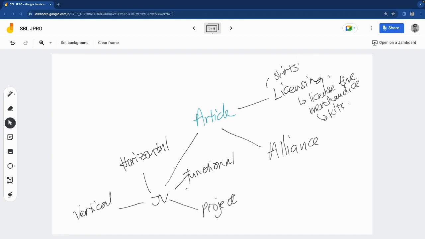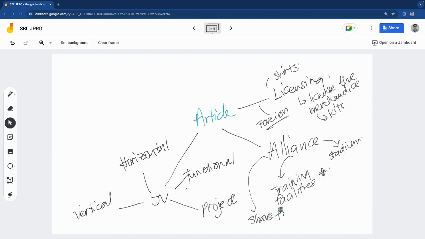This is more relevant if you are looking at a foreign market. Okay, that's one. So that's an area where you can think about licensing. Now, the alliance, on the other hand, could be linked to their stadium. So over here, there is a potential for alliance in terms of stadium.